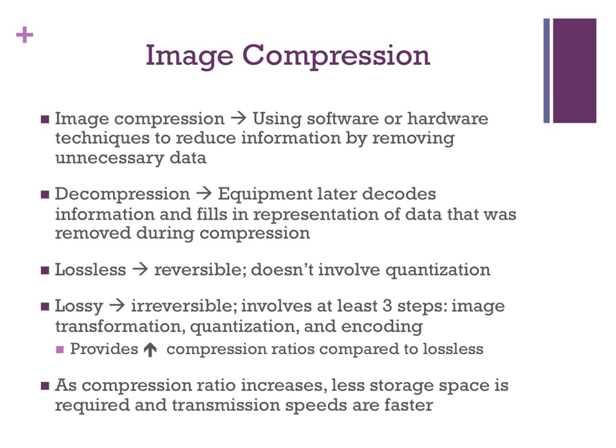CT image sets can get to be very large, which makes it hard for transmission and communication of the images, and this is where image compression comes into play. In image compression, you use software or hardware techniques to reduce information by removing unnecessary data. In decompression, the equipment later decodes the information and fills in the representation of data that was removed during the image compression. And remember, there are two types.